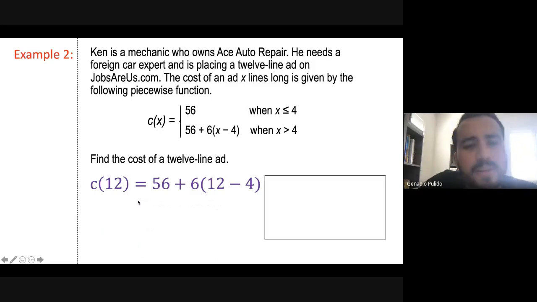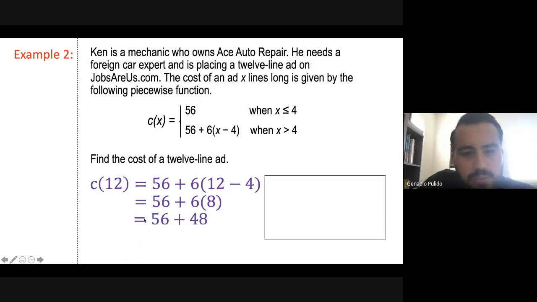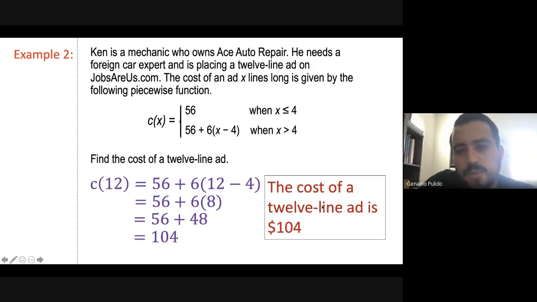And I'm going to simplify this. I can plug it into a calculator. Equals 56 plus 6 times 12 minus 4 is 8, order of operations here. Then we're going to do 6 times 8 is 48. So we get 56 plus 48, and when I add these together, I get 104. So what does that mean? The cost of a 12-line ad is $104. And again, if you have questions, please ask me tomorrow.